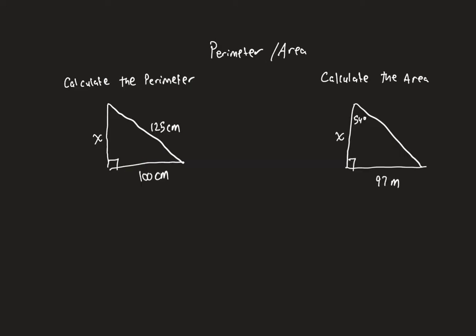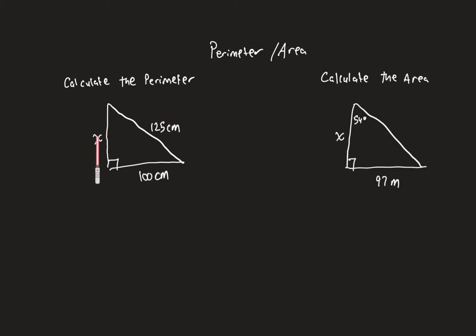Next up is perimeter and area. And the perimeter and area doesn't change all because we are doing SOHCAHTOA or Pythagorean Theorem questions. The only thing that changes is making sure you find your sides first. So first and foremost, perimeter is just all the sides on the outside added. So x plus 100 plus 125 is my perimeter.